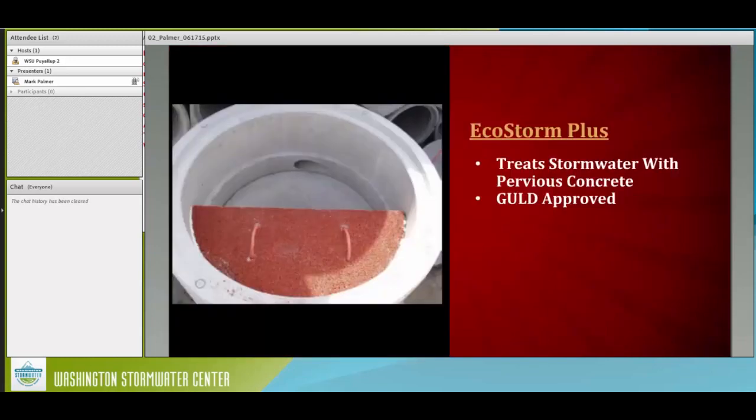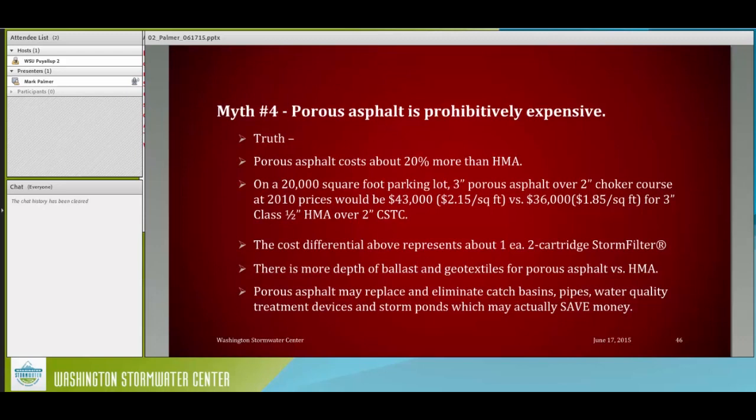As an evidentiary example of that, while this is pervious concrete, EcoStorm Plus treats stormwater with a pervious concrete filter, and this has been general use approved for stormwater quality basic treatment in Washington State. Another myth is that porous pavements are going to be prohibitively expensive. The porous asphalt itself is about 20% more than HMA.